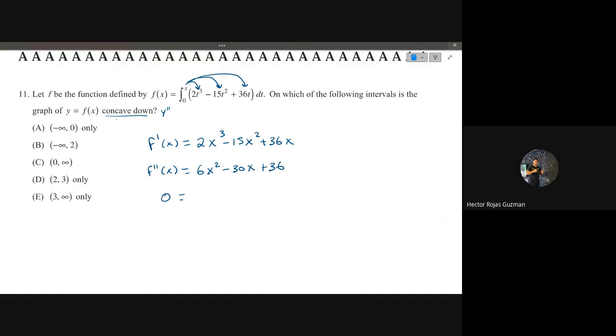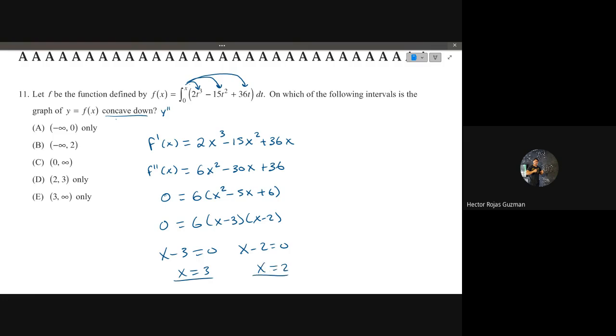We set it equal to 0, but I'm also going to factor out a 6. Hopefully this makes it a little easier. Let's get 5. You factor it out: x minus 3 times x minus 2. You solve the factors. And last but not least, we've got to do a number line, a number line for the second derivative.